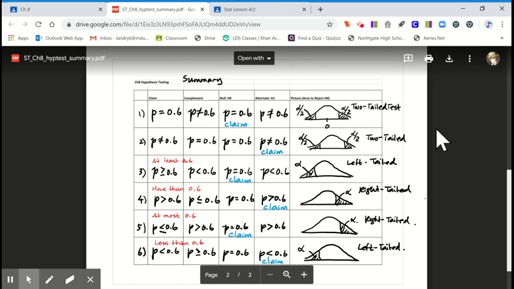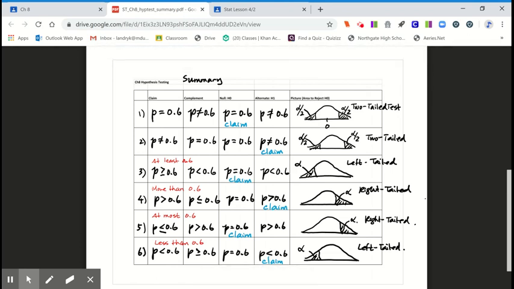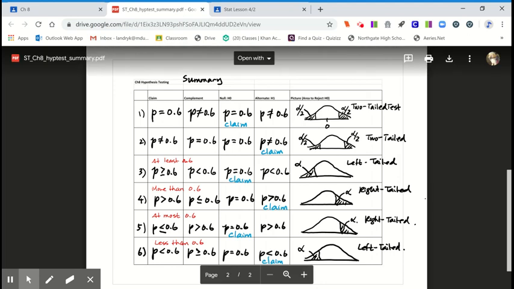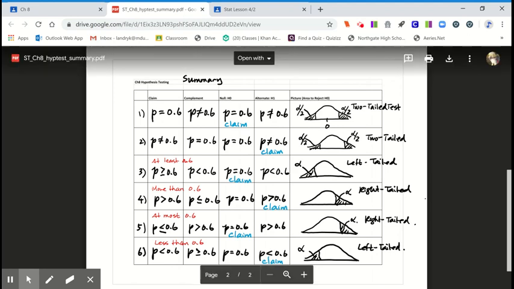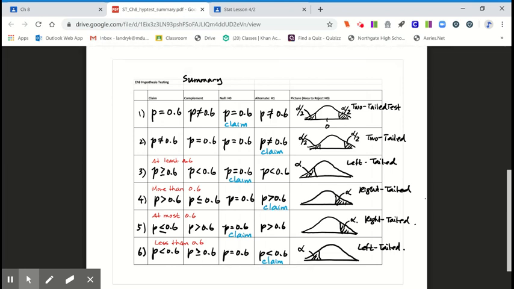Okay, so here's a summary sheet of all the different types of claims and how each scenario plays out in terms of whether it's a two-tail test or if it's a left tail or right tail test. And on top of that, what's the null hypothesis and alternate, and where the claim goes. And this will determine what you do in step 7, which is write a conclusion about your claim.